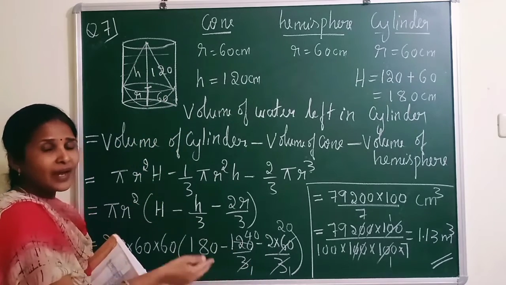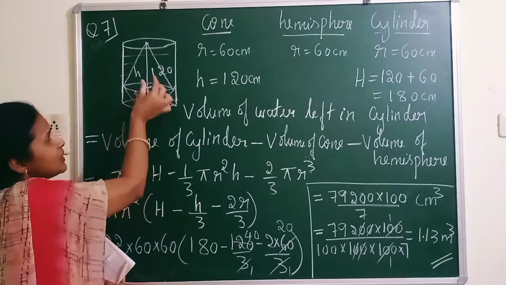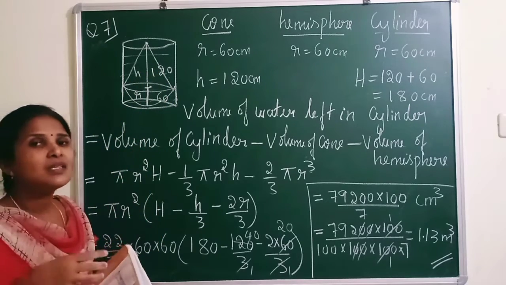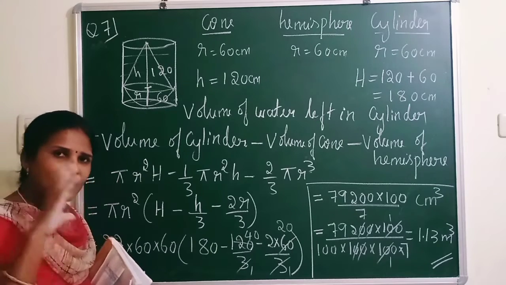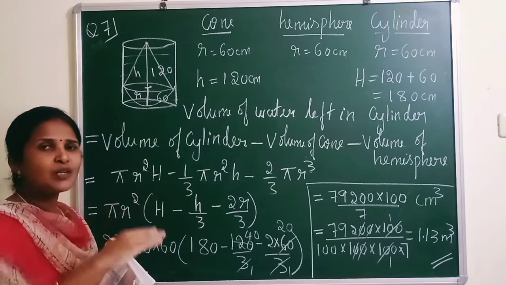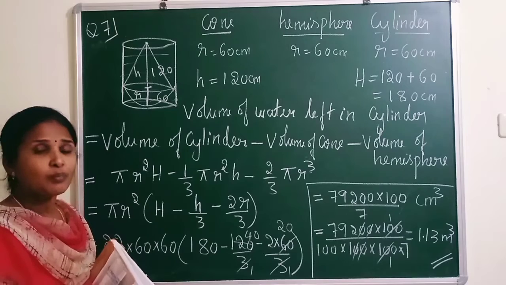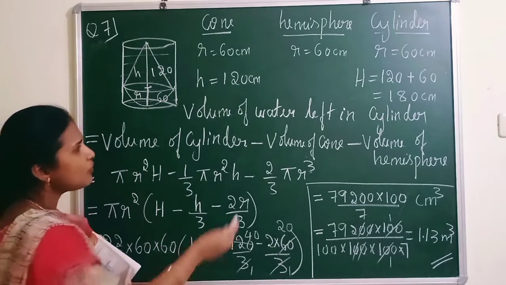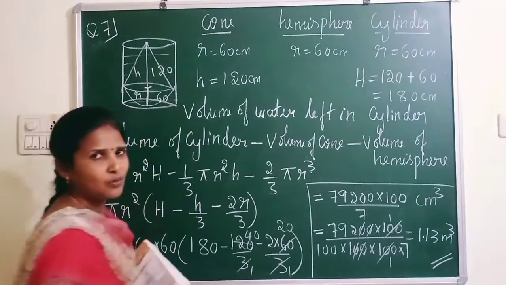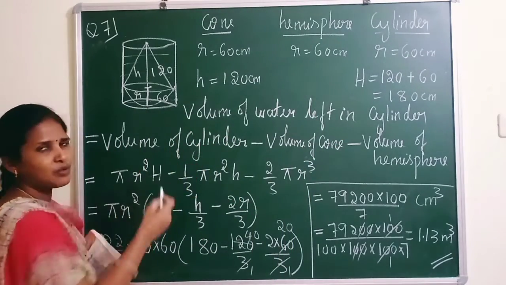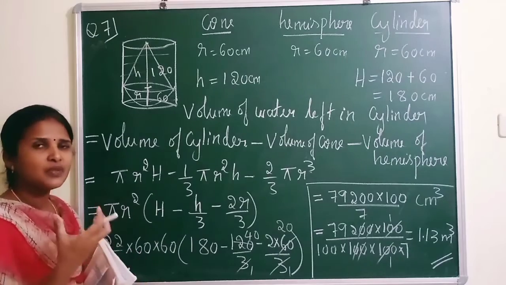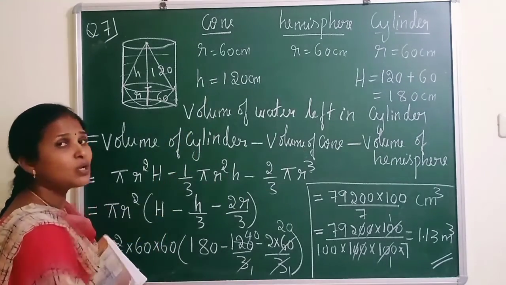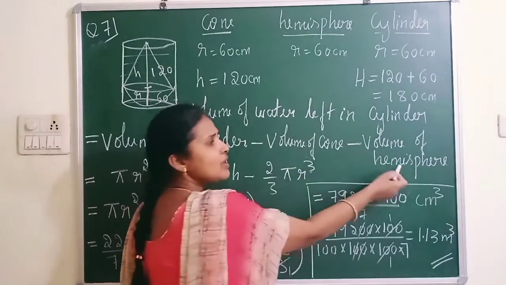So what I have to do? I have to minus the volume of hemisphere and volume of cone from the volume of cylinder. Nothing but, cylinder is filled with water. So in that, part of the water falls out because you kept these two, that is cone and hemisphere. So volume of water left in the cylinder equals volume of cylinder, because cylinder is the big vessel which is filled with water. So from this cylinder only water comes out. Because of what? Because of cone and hemisphere.